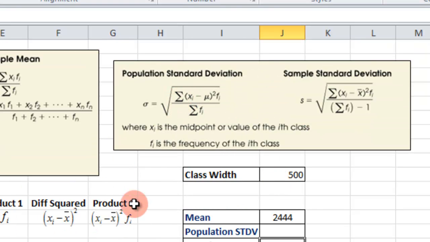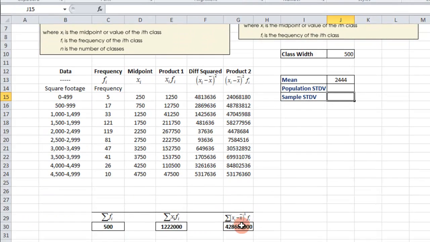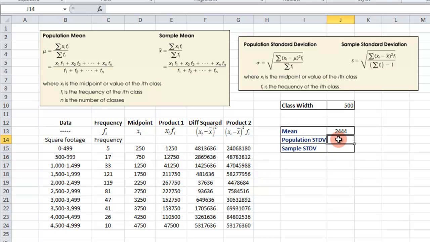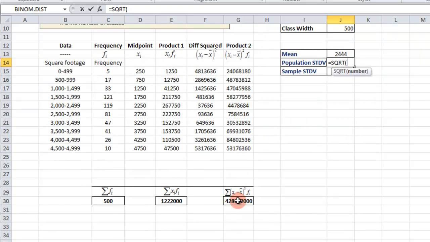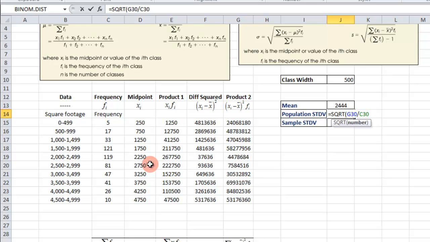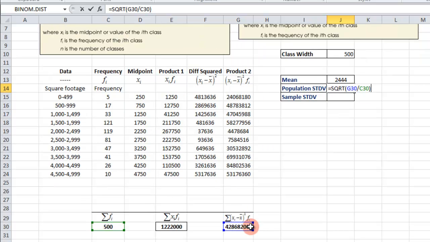So the population is the sum divided by the frequency. So this product here, the sum of that divided by the frequency, then take the square root. Okay? So let's do that one first. Population equals, so we have to do square root first because it's going to be the square root of, now this cell, which is down here, divided by the sum of the frequencies, which is back over here. And then that's it. The square root of that one divided by that one.